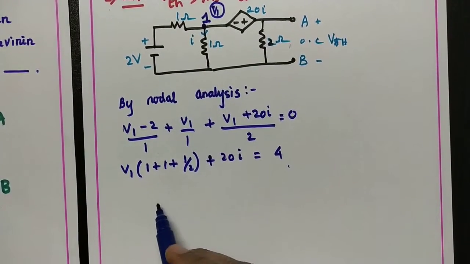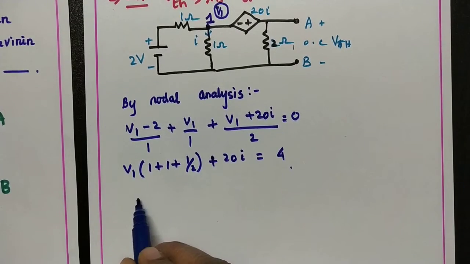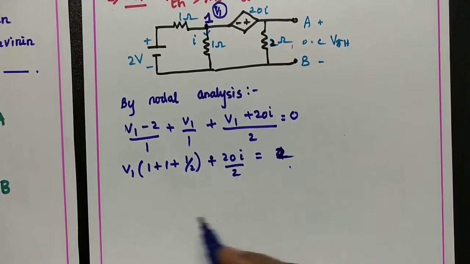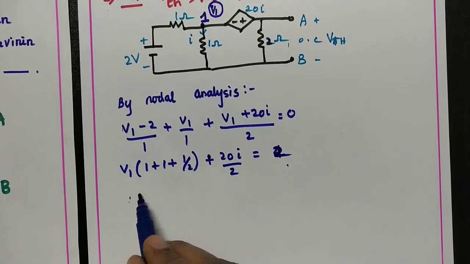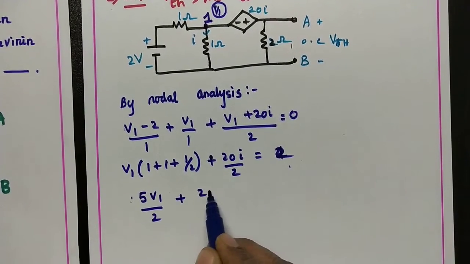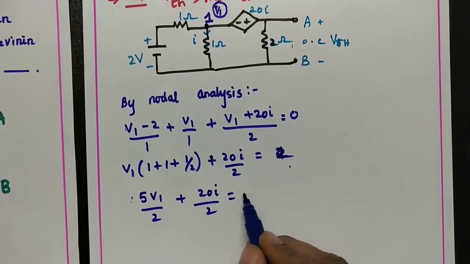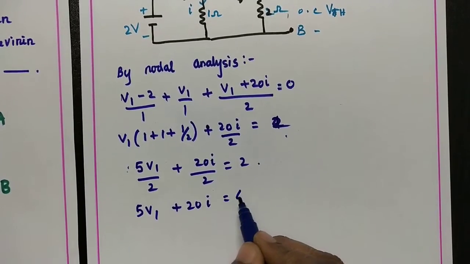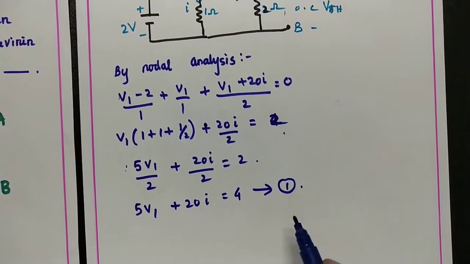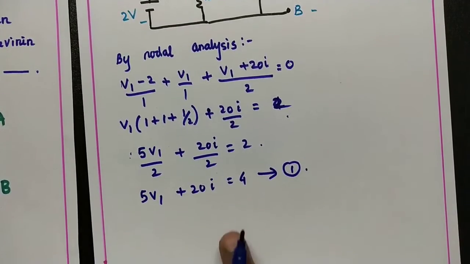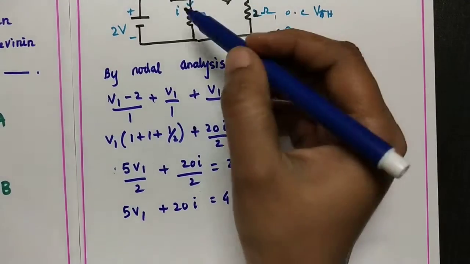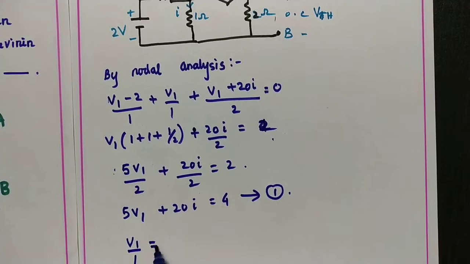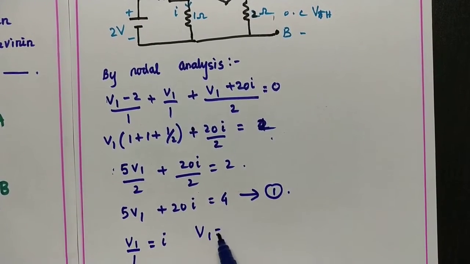So this is simplified as 5V1 by 2 plus 20I by 2 equal to 2. So the equation will become 5V1 plus 20I equal to 4. So this is taken as the first equation. Now we have to find the current I. So from this branch we can directly write V1 by 1 ohm is equal to I. So V1 equal to I.